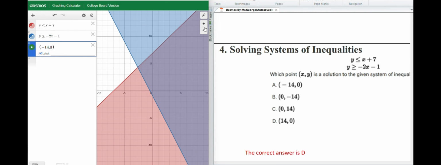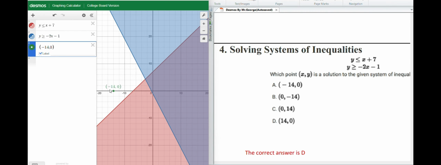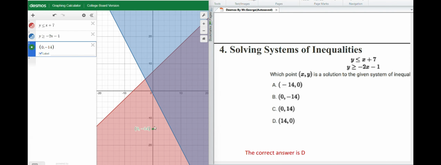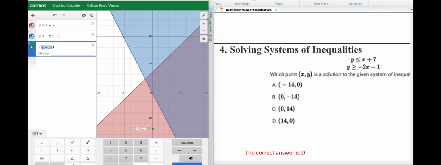and we label it in order to see it, minimize a little bit. You see the point is right here, the green one. So this is not in the overlap shaded area over here. So this is wrong. So we go to the next point, which is 0 and negative 14. Where is this point? Label it in order to see. Here is the point. So this is also not in the overlap. So this is wrong. Let's do the third one, 0 and 14.